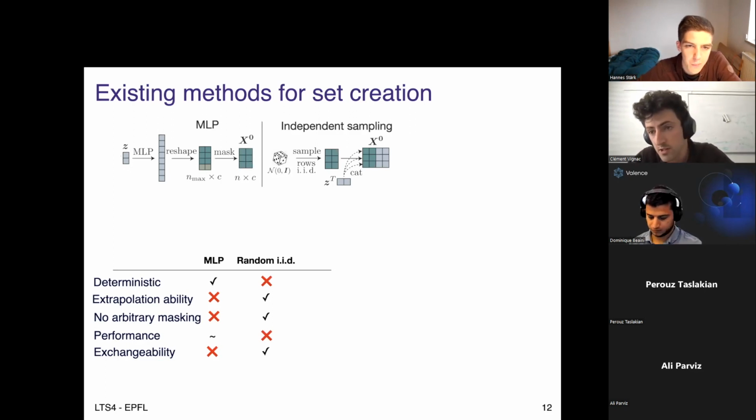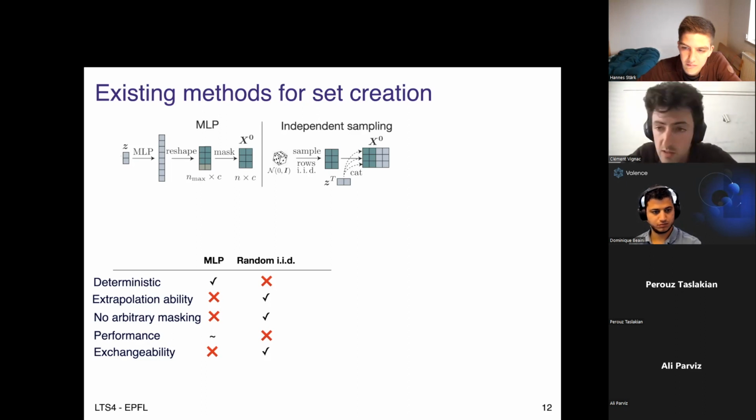An alternative that is very popular is just to sample points i.i.d. I need n points, so I'm going to sample them one by one. And this way I get a matrix. And then I will append the latent vector to the representation of each point.